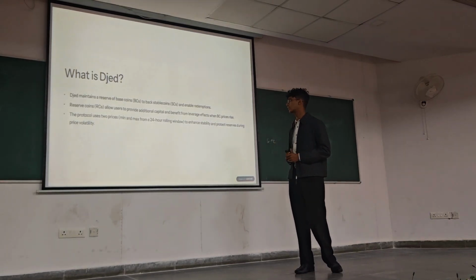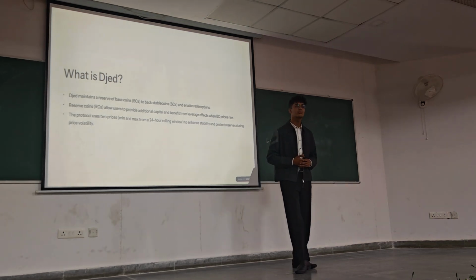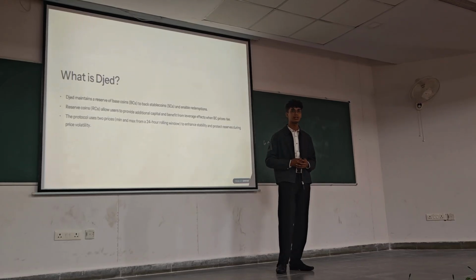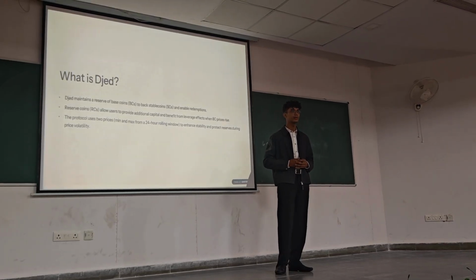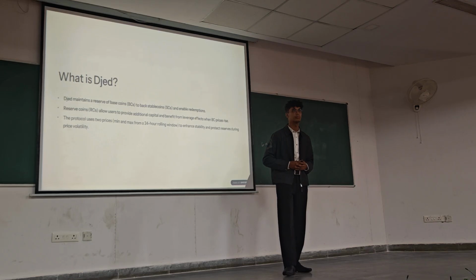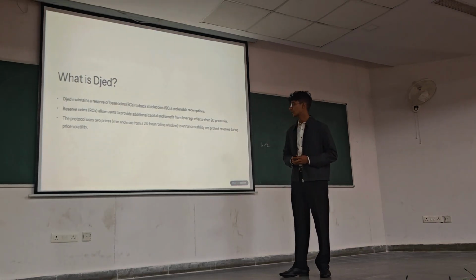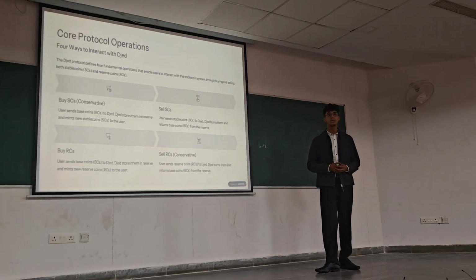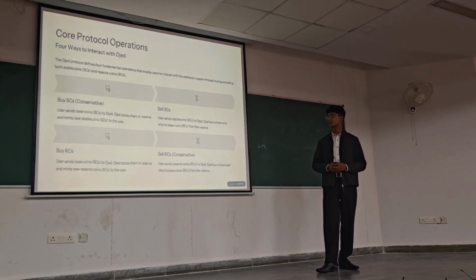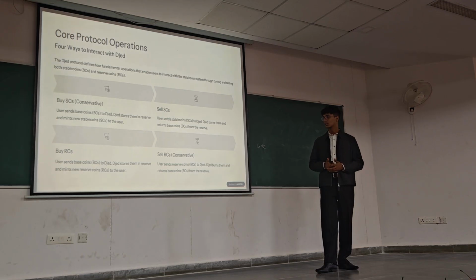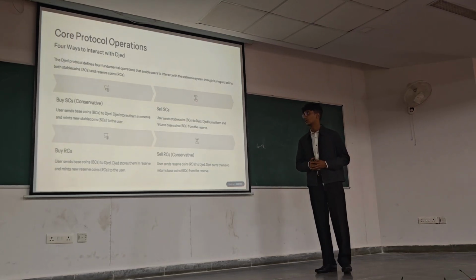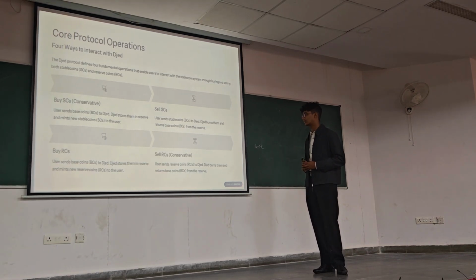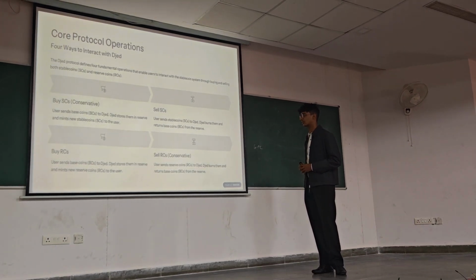It relies on majorly two types of coins: the main stablecoin, and a reserve coin, which is used to provide liquidity and reserve to the stablecoin. Djed has four main basic important functions: buy stablecoin, sell stablecoin, buy reserve coin, and sell reserve coin. The important thing to note here are the conservative functions, which are buy stablecoin and sell reserve coin.